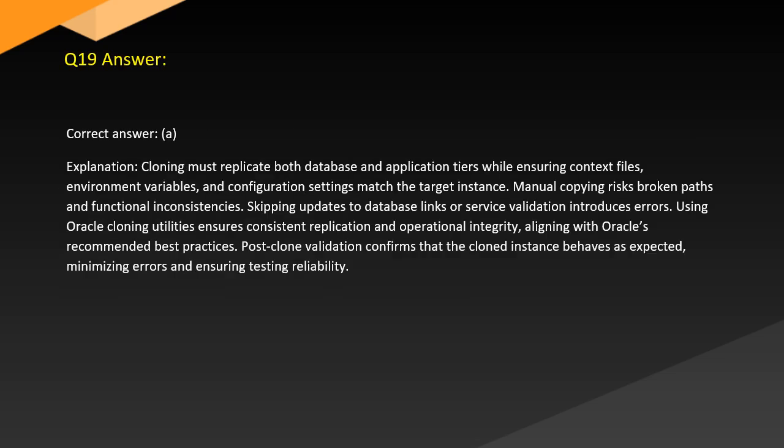Answer. Correct answer: A. Explanation. Cloning must replicate both database and application tiers while ensuring context files, environment variables, and configuration settings match the target instance. Manual copying risks broken paths and functional inconsistencies. Skipping updates to database links or service validation introduces errors. Using Oracle cloning utilities ensures consistent replication and operational integrity, aligning with Oracle's recommended best practices. Post-clone validation confirms that the cloned instance behaves as expected, minimizing errors and ensuring testing reliability.